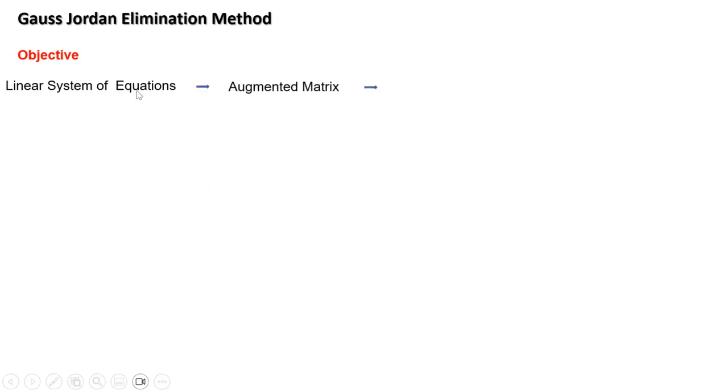They're going to give you a linear system of equations, which will be 3 equations. Then you're going to have to rewrite it as an augmented matrix. And then comes the reduced row echelon form. The RREF stands for Reduced Row Echelon Form.